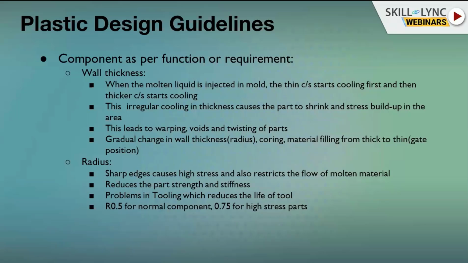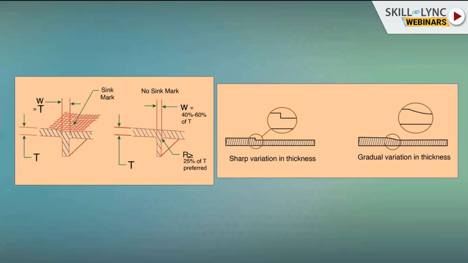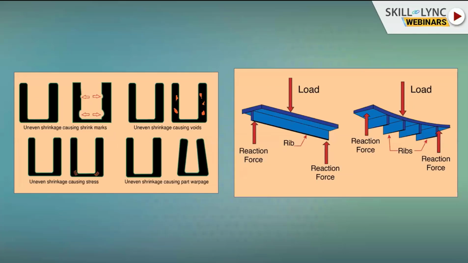This irregular cooling in thickness causes the parts to sink, and stresses build up in those areas, which leads to warpage, voids, and twisting of the parts. Here I have shown in a picture what will happen. If you do not maintain uniform thickness, we get many defects like voids, warpage, stresses, and sink marks.